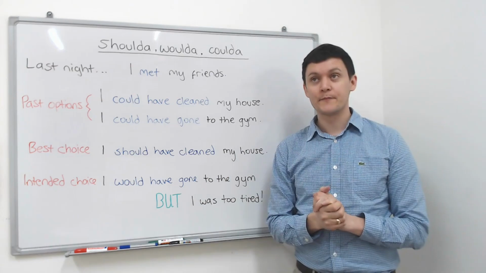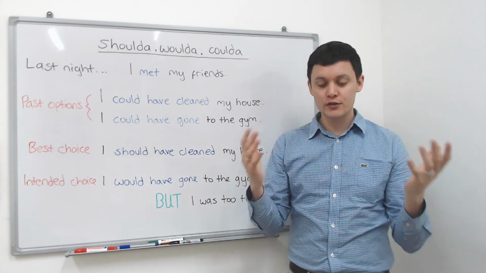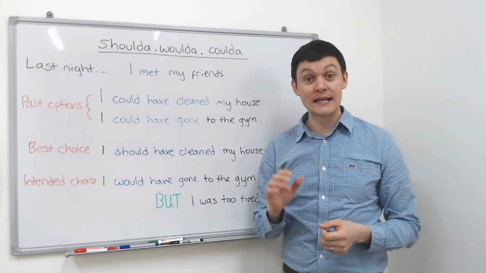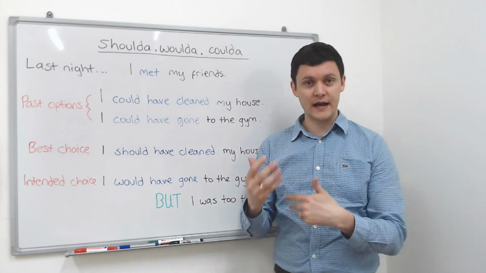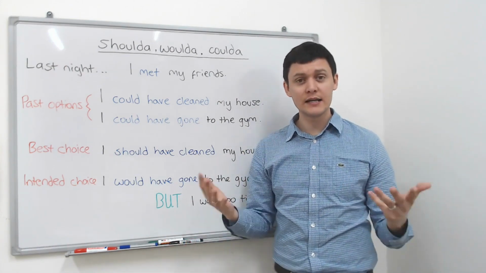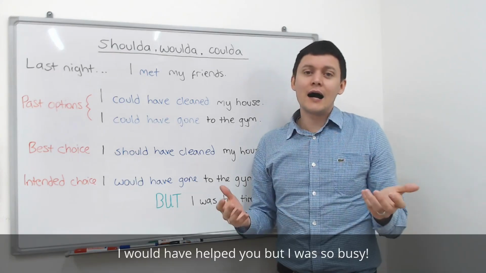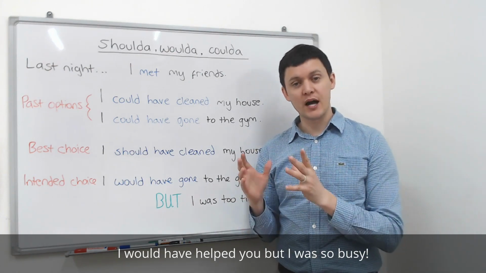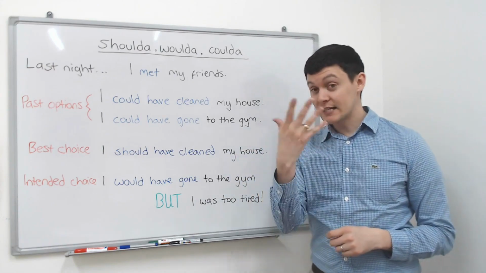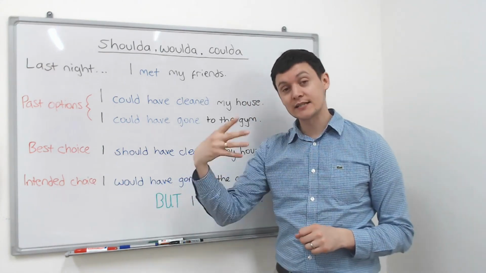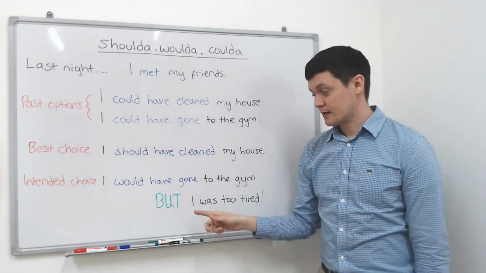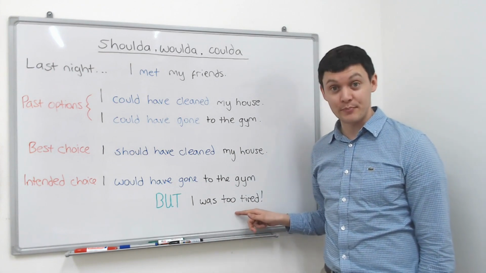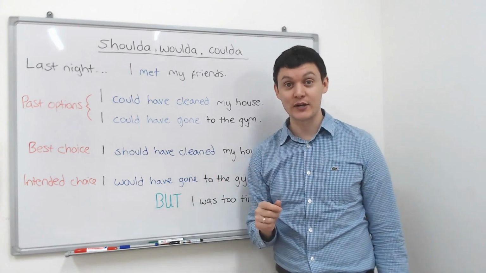Finally, using would have. Imagine you have some big thing you must do, and you ask your friend for help, but he avoids it and he doesn't help you. Now, after that, you confront him and you say, "Why didn't you help me? I needed your help." And he says, "I would have helped you, but I was so busy." What he's saying to you is his intended action, his intended choice was to help you. But of course we have the big but, because he had a reason not to. He was busy. So that's a very common one that perhaps you'll hear.